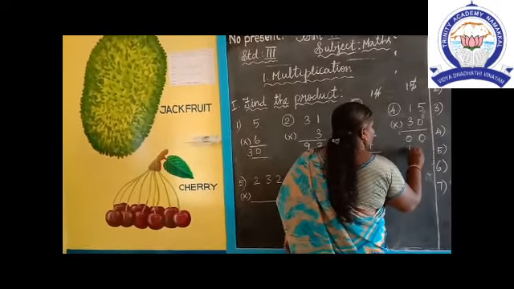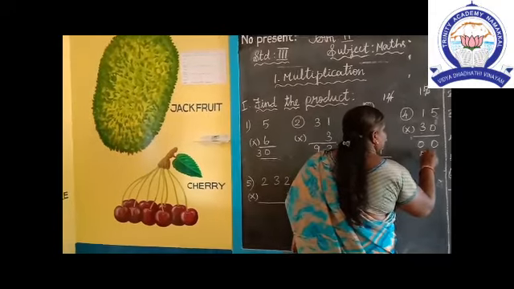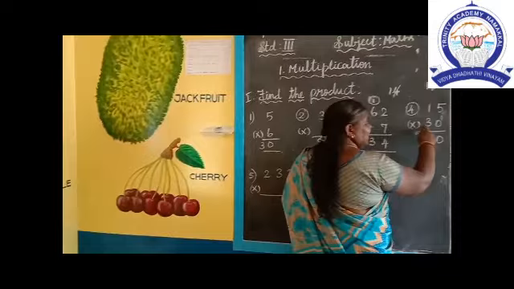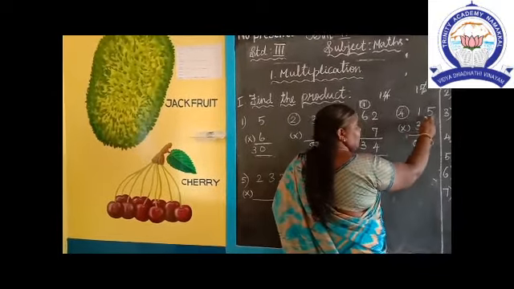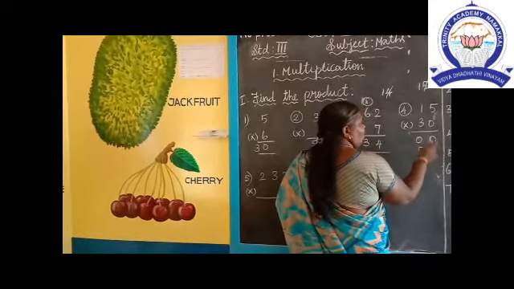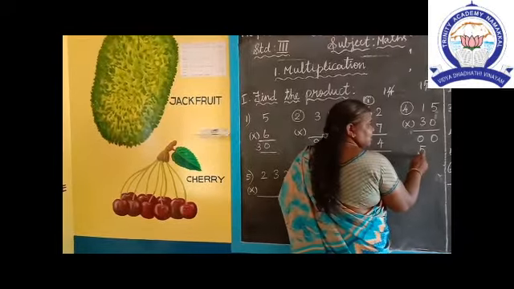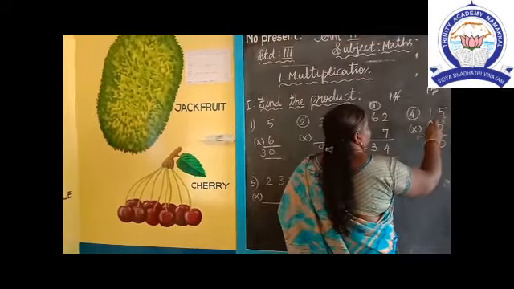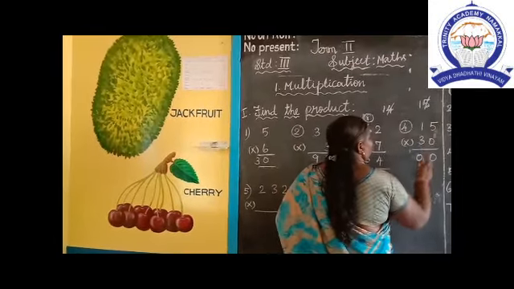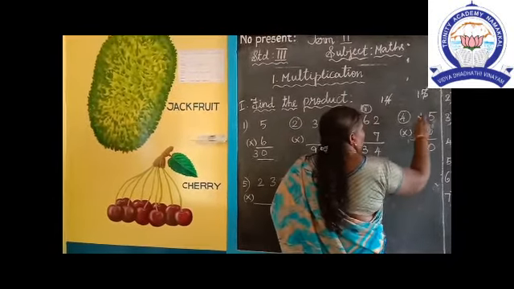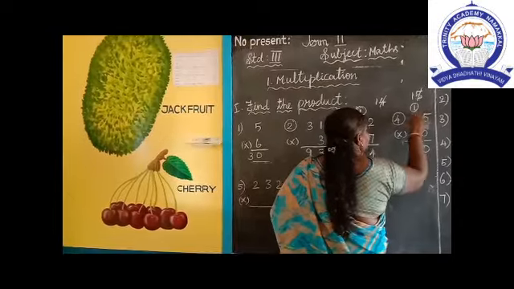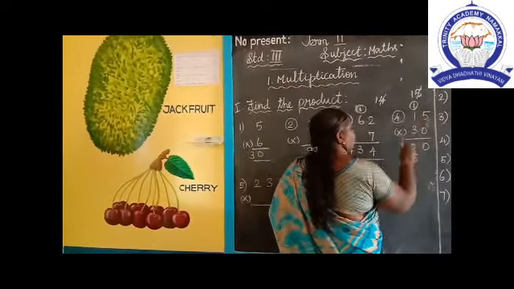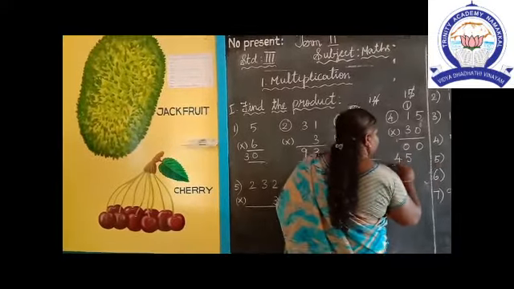5 only you write in the 10's place. Why do you write in the 10's place? You take the 10's digit number to multiply by the first number, so you start with the 10's place. You don't write in the 1's place. 3 5s are 15. 5 only you write in the 10's place, 1 is carried over in this 10's place. 1 3 is 3. 3 plus 1 is 4.